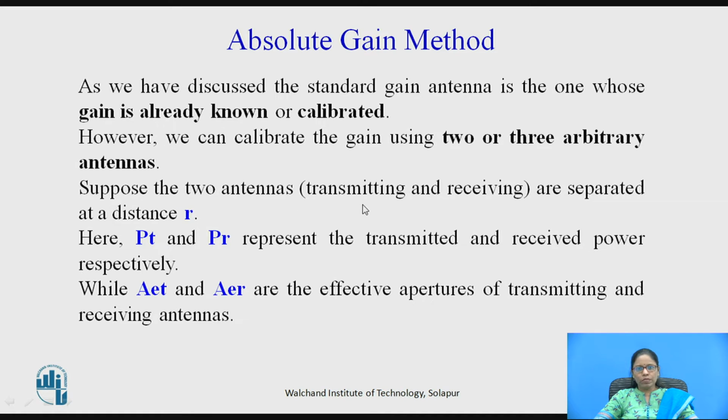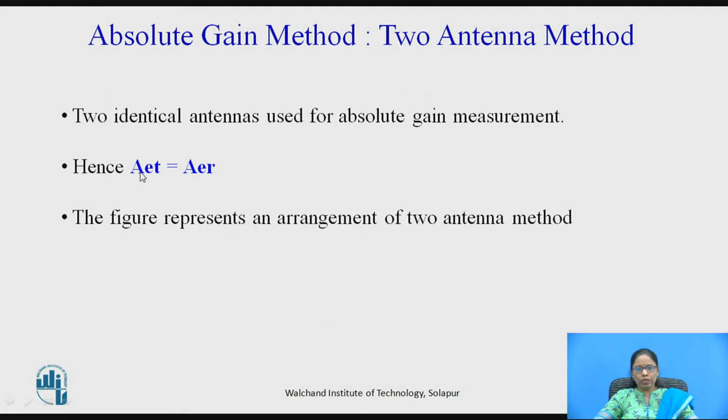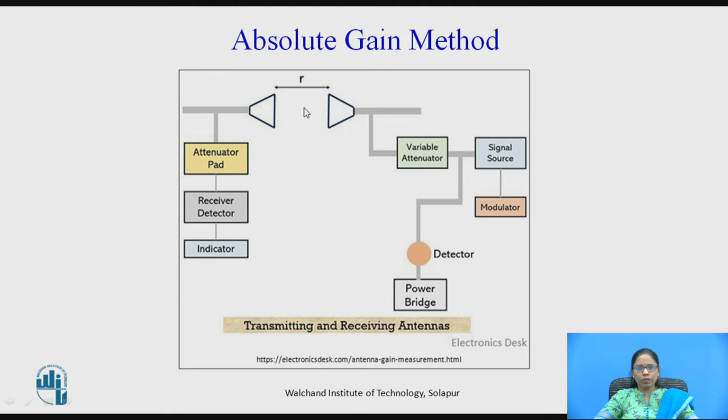Suppose the 2 antennas, transmitting and receiving, are separated by the distance r, and their transmitted power is Pt and received power is Pr. If I consider the effective aperture area of the transmitting antenna, AET, and the effective aperture area of the receiving antenna, AER, and these are equal, I can say that I am using 2 identical antennas for absolute gain measurement. The figure shows the arrangement of the 2 antenna method.